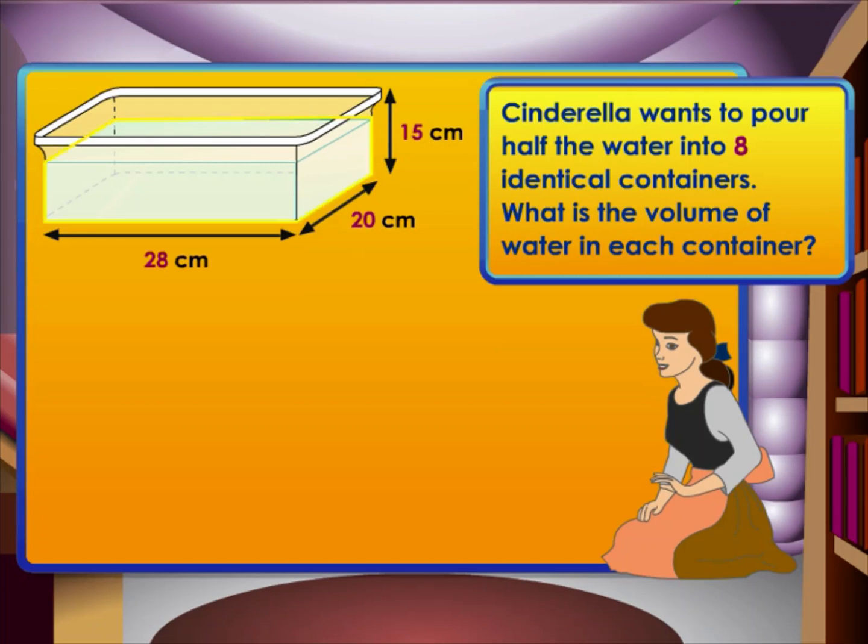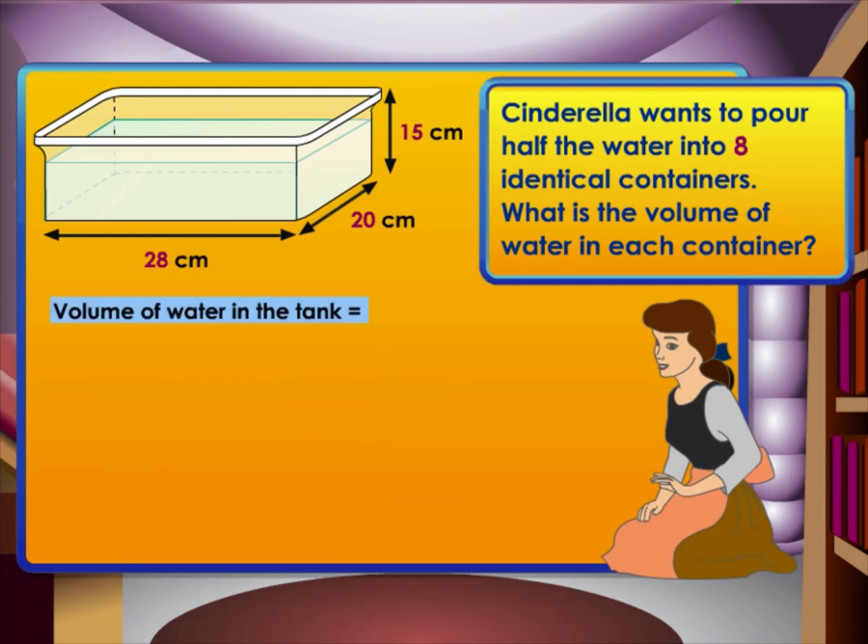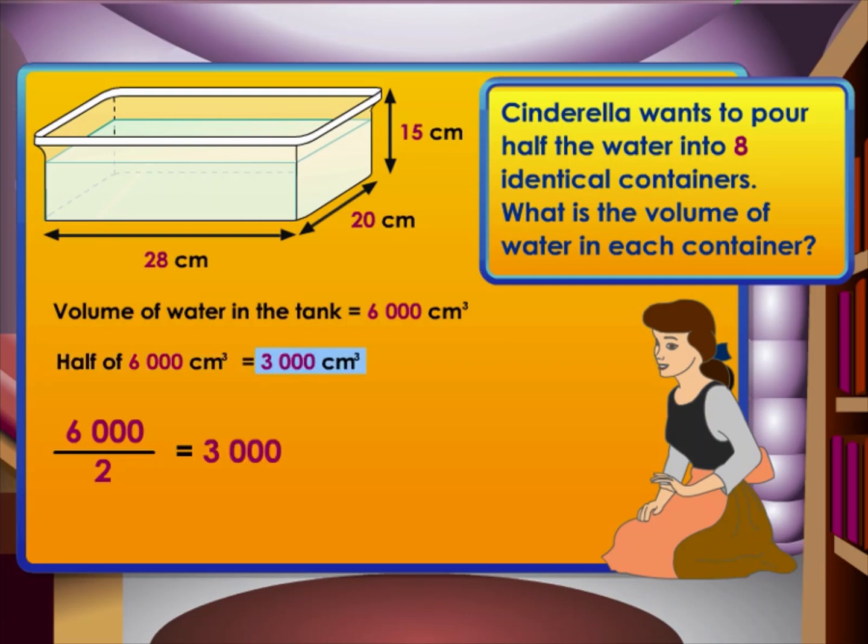Now Cinderella wants to pour half the water into 8 identical containers. What's the volume of water in each container? Let's find out. What is the volume of water in the tank? Yes, the volume of water in the tank is 6,000 cubic centimeters. How much is half of 6,000? Good. It's 3,000 cubic centimeters.